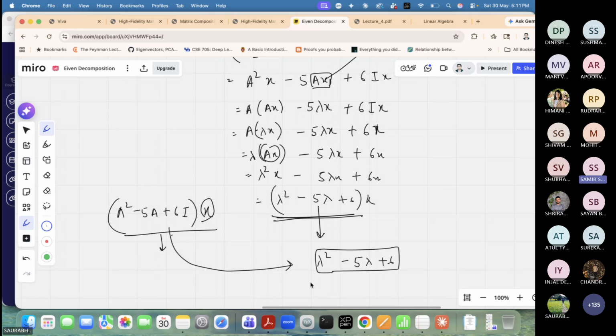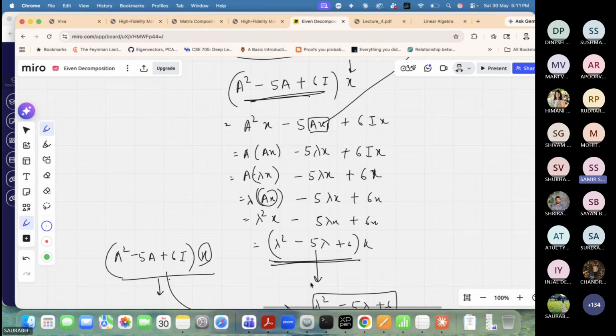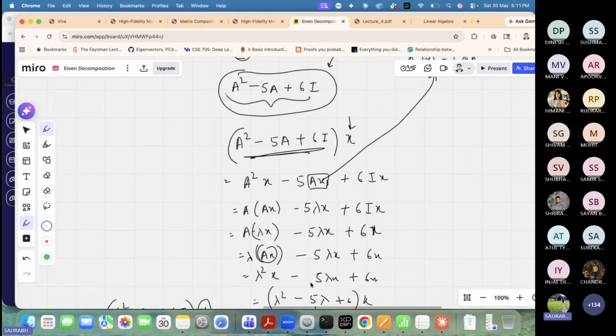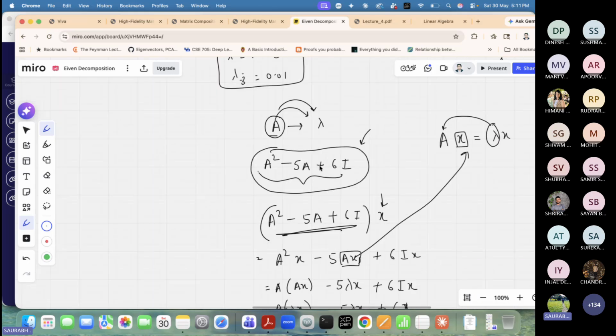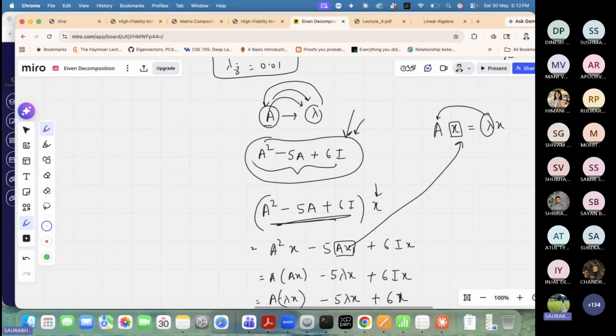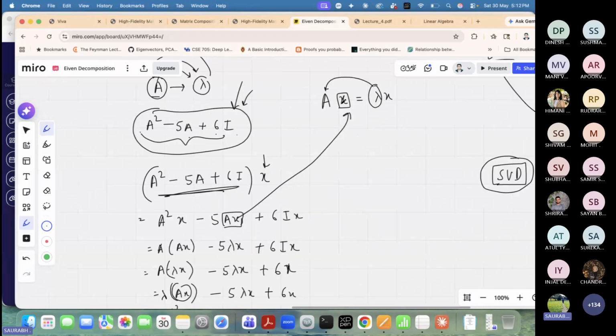Can you explain this one more time? Sure, no problem. There could be questions wherein they ask: given that lambda is an eigenvalue for matrix A, find the eigenvalue of A square minus 5A plus 6I. You already know that Ax is equal to lambda x, because lambda is the eigenvalue of A. Any vector x would get scaled like this.